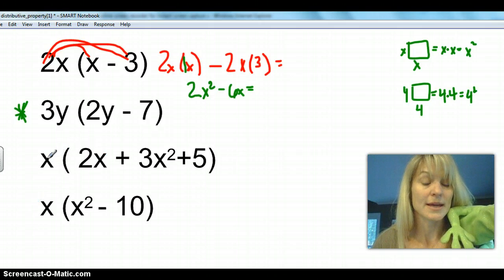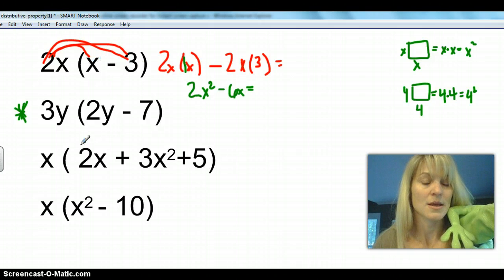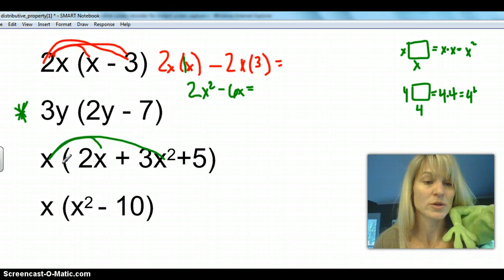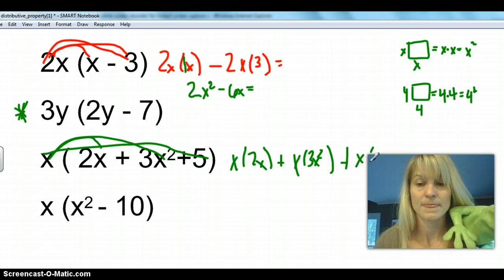This one, we have an x being distributed to a trinomial. It's called a trinomial because there's 1, 2, 3 terms. These are binomials. There's 1, 2. Bi means 2. Okay? So here, again, we're going to distribute the x to each one of these terms. We learned about terms today. So we're going to do x times 2x. And then we bring in our plus, because there's a plus right here. And then we do x times 3x squared. And then we bring in our plus. And then we have x times 5. Distribute the x to the 5. Okay? And that's just a matter of multiplying out.